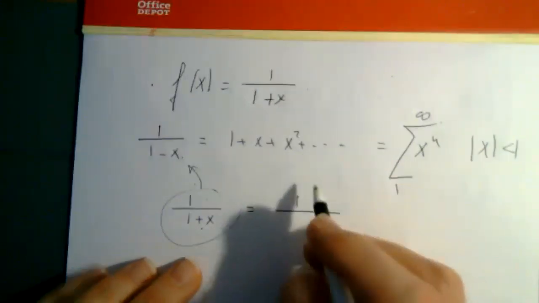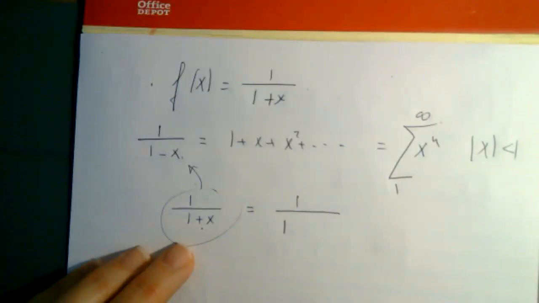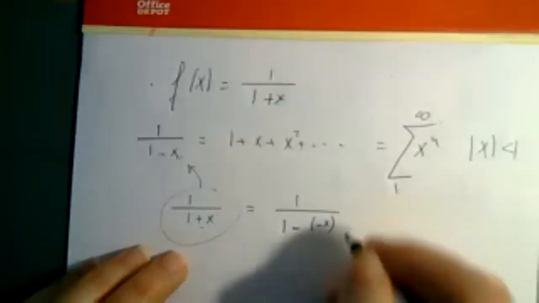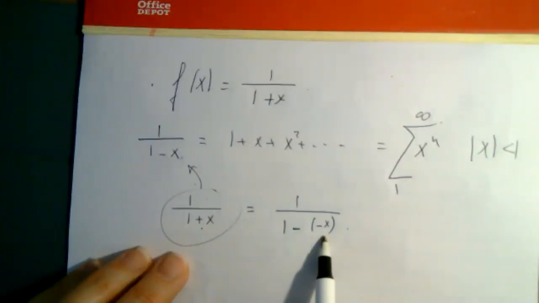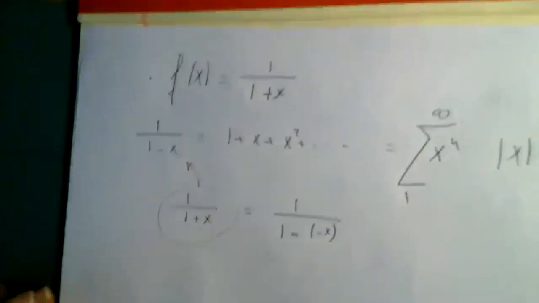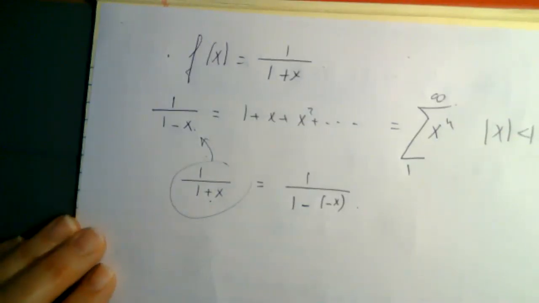Okay. I'm going to rewrite it as follows. 1 minus, right, minus x. My goal now is, if I want to relate it to this, I want to know how I'm going to relate it to that. And now let's see how we're going to proceed.